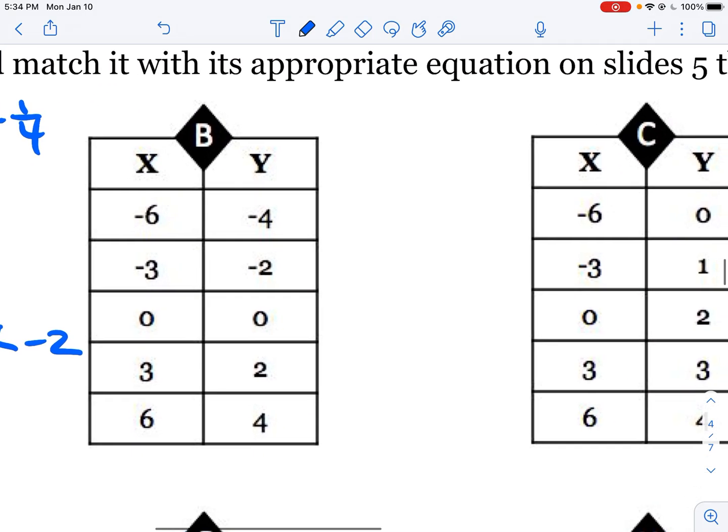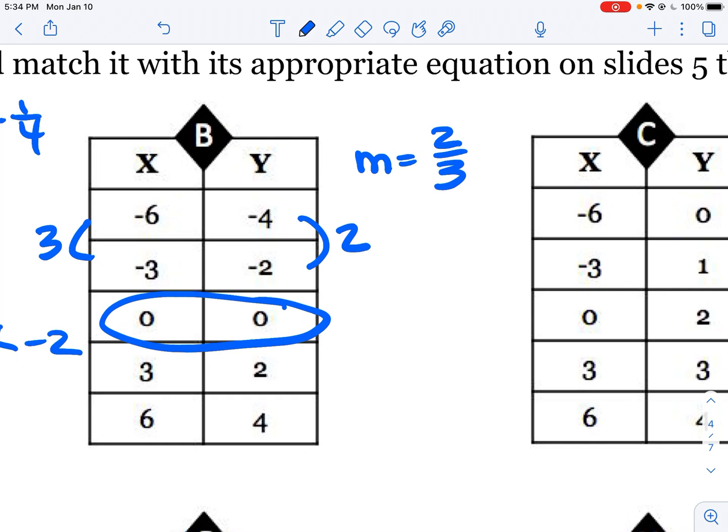This one right here, it is going up by 2, it's going up by 3. So my slope on this is 2/3. My y-intercept is the point 0, 0, so 2/3 x.